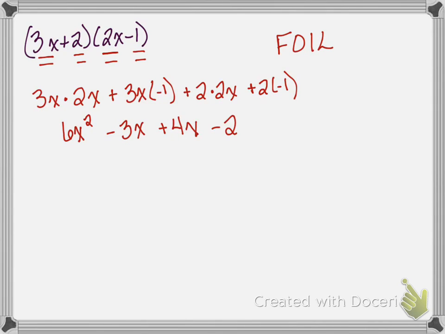I always ask myself if I have any like terms. And in this situation, I do. A lot of times, these two terms right here will be like. So I have 6x squared plus x minus 2.